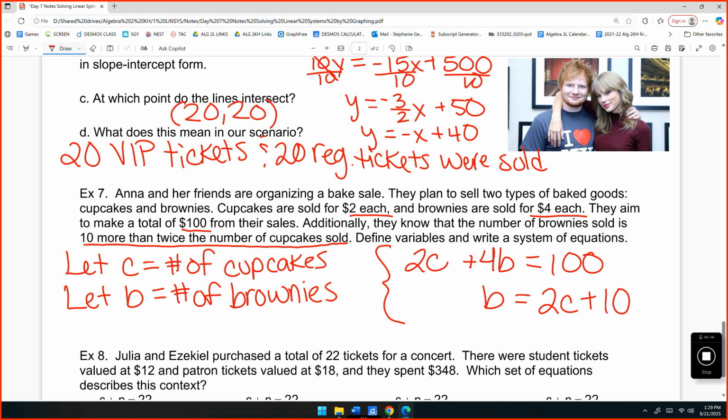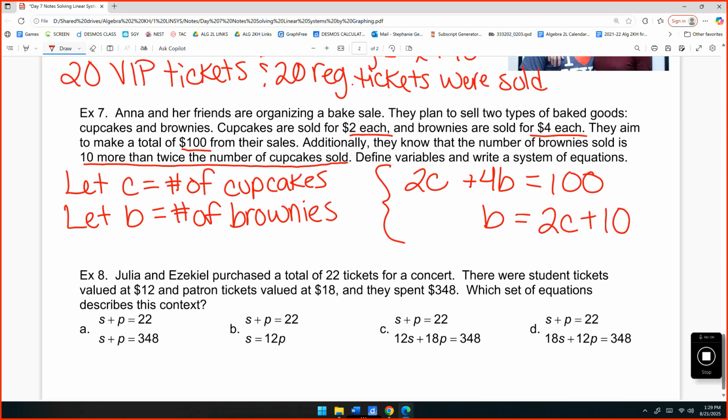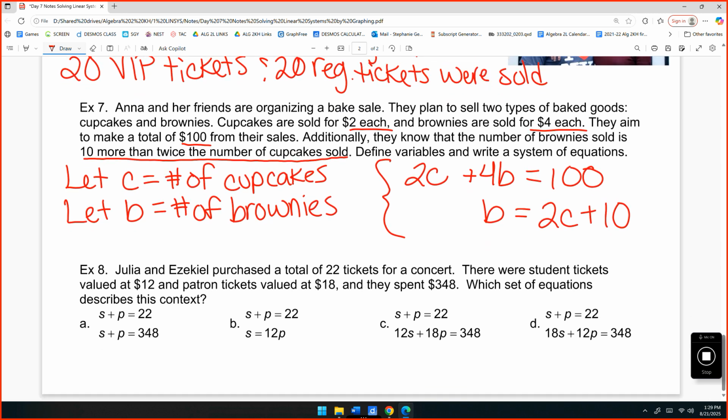Now a lot of times this shows up as a multiple choice test question. And they typically are easy, however, all the answer choices can sometimes look the same. All right, so take a second, read this problem, and see if you can find the right answer choice.